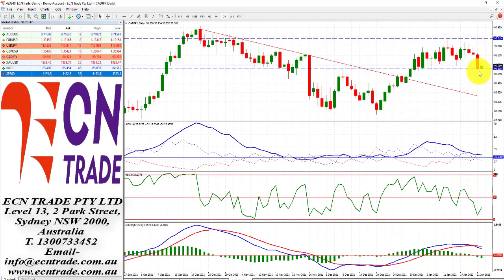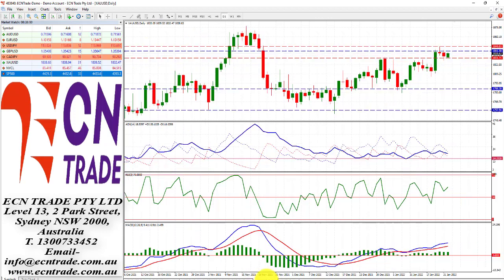CAD yen, the market reached its target of 90.30 and is holding for the time being. I feel there is still a little bit more slippage coming through here, maybe down towards 89.60 to 89.80, and reassess.